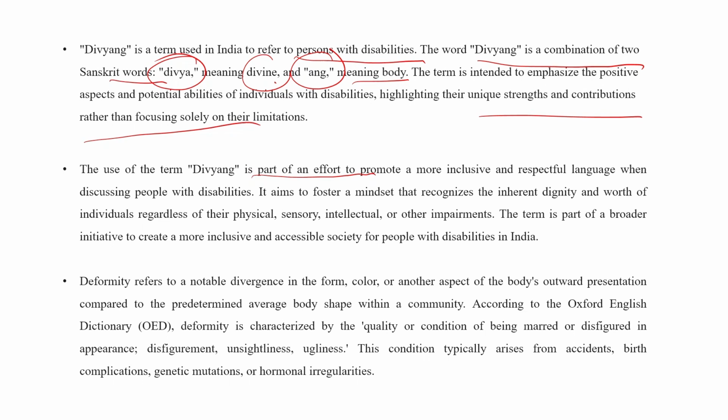It aims to foster a mindset that recognizes the inherent dignity and worth of individuals regardless of their physical, sensory, intellectual or other impairments. The term is part of a broader initiative to create a more inclusive and accessible society for people with disabilities in India. So, as I said, I am not going to talk in detail about what Divyang is, because if I speak about Divyang, trust me, it is going to take more than 1 hour, because it is debatable, contestable, and people have talked about it in different ways.